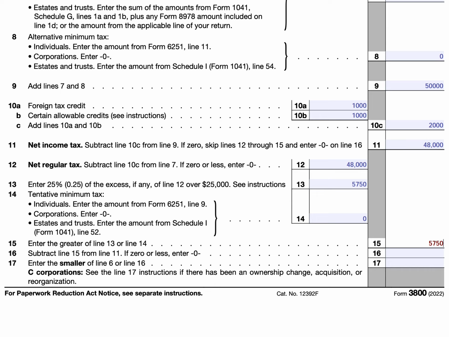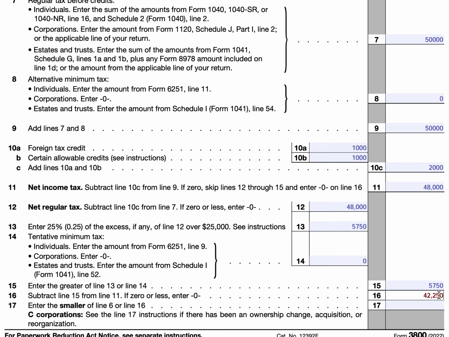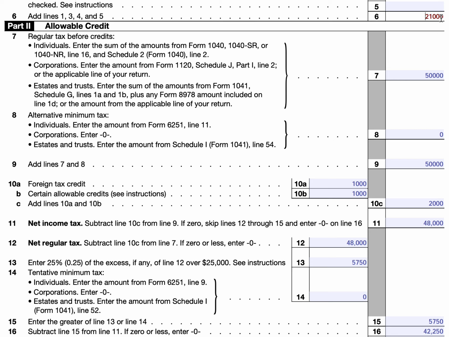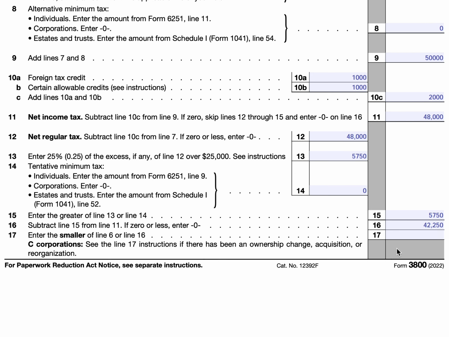We'll then subtract line 15 from line 11, so $57.50 from the $48,000. That gives us a total of $42,250. And then we're going to enter the smaller of either this line 16 number or the number that was in line 6, which was $21,000.